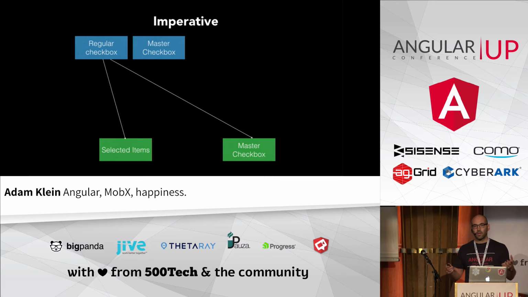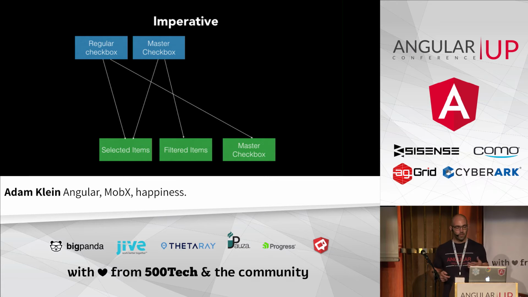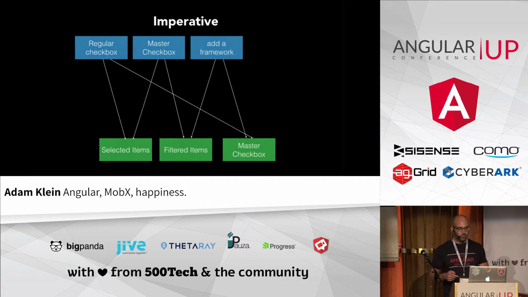And again, if the user clicks master checkbox, we need to update the list of selected items and also update the Boolean value inside all of the current filtered items. If the user adds a new framework to the list, then we have, again, to recalculate the list of filtered items because maybe he added jQuery, but we currently have a filter that jQuery doesn't match, so we have to recalculate it, and the value of the master checkbox.